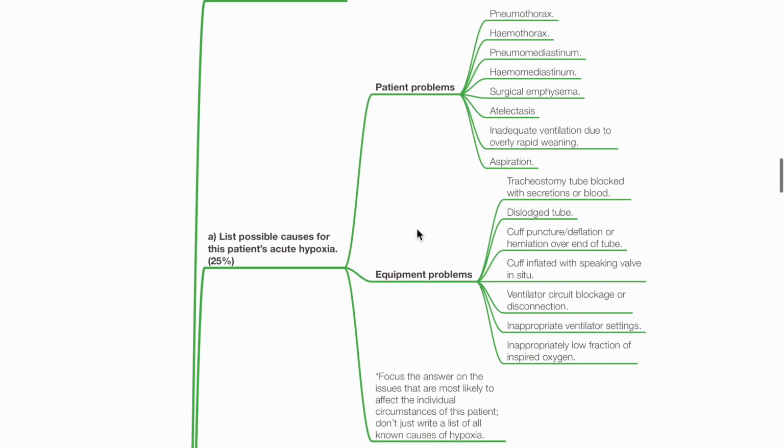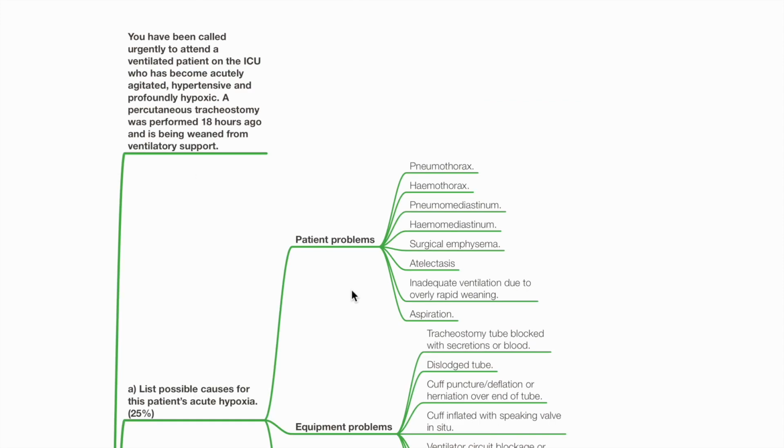A. List the possible causes for this patient's acute hypoxia. Possible patient problems include pneumothorax, hemothorax, pneumomediastinum, hemomediastinum, surgical emphysema, atelectasis, inadequate ventilation due to overly rapid weaning, and aspiration.